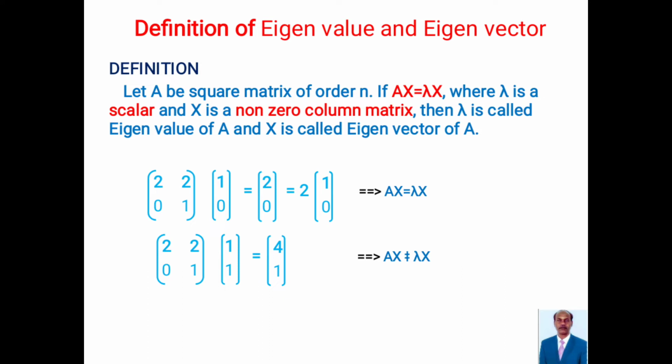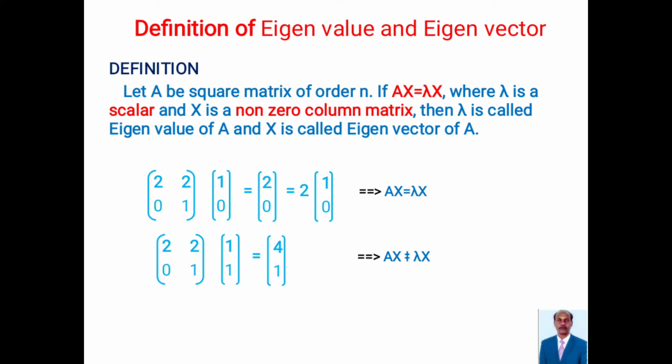Suppose we consider the matrix A = [2, 2; 0, 1], and our vector x is [1, 0]. Suppose [1, 0] is an eigenvector, then we can get the right hand side value as lambda x, where lambda is a scalar value, lambda is known as the eigenvalue and x is called the eigenvector of A. It can be divided into eigenvalue and eigenvectors. Then only we can say both sides are equal.